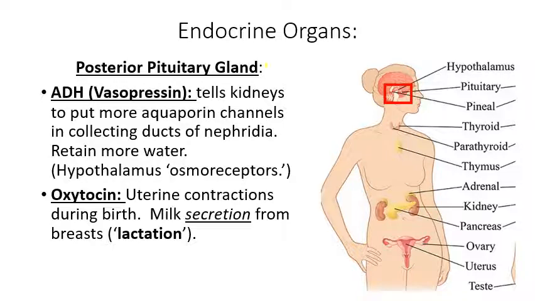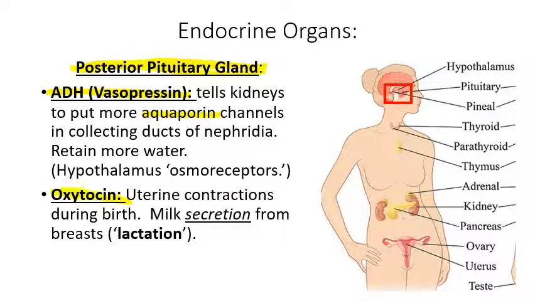Okay, of the hormones coming out of the posterior pituitary gland, we're only going to memorize two of them. One of them you already know, which is vasopressin or antidiuretic hormone, which tells the kidneys to put more aquaporin channels into the collecting ducts of each nephron and thus retain more water. The other one that we're going to learn about, which is new, is called oxytocin.